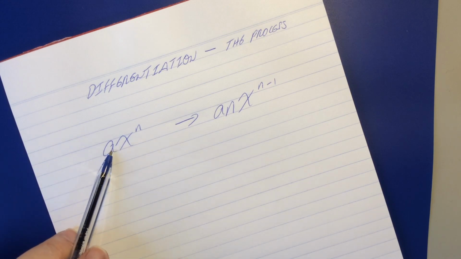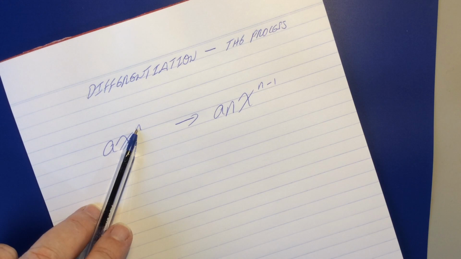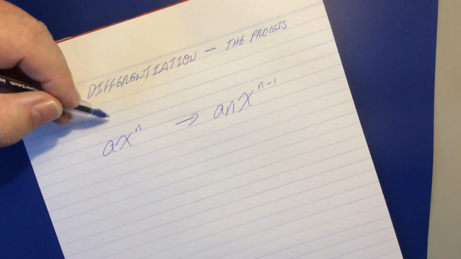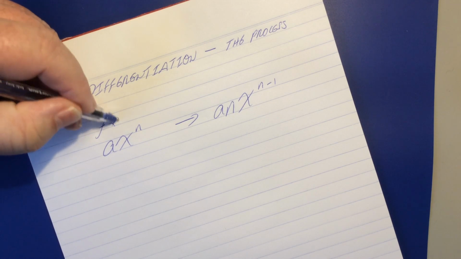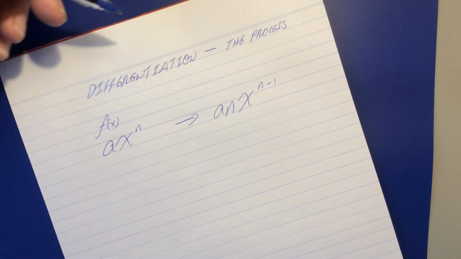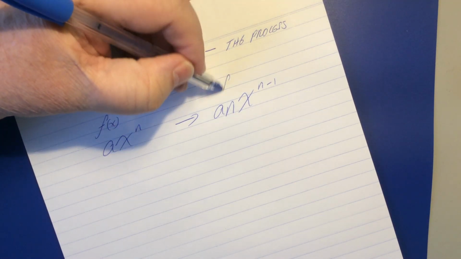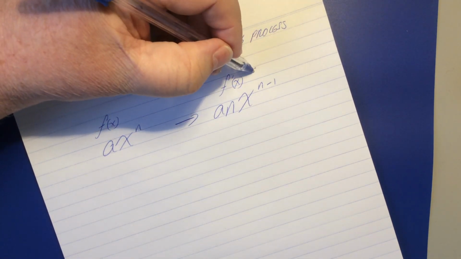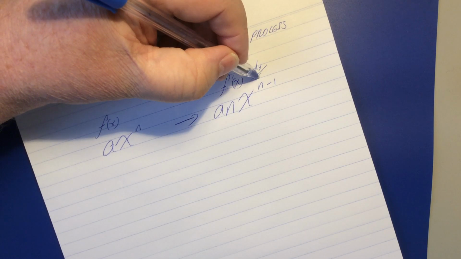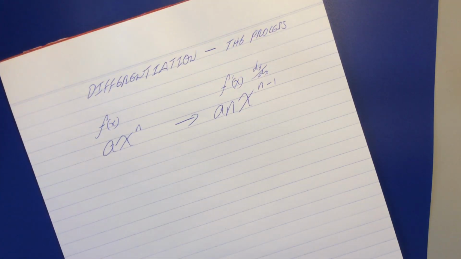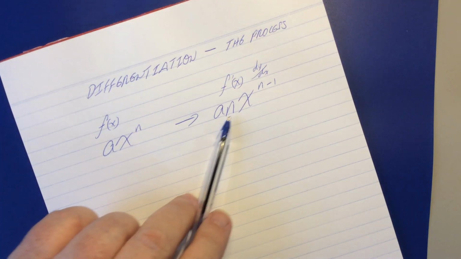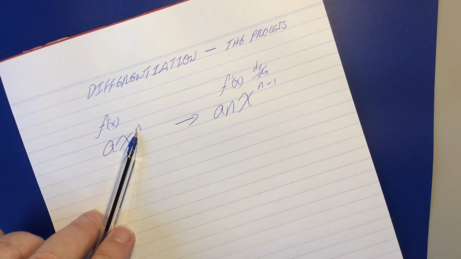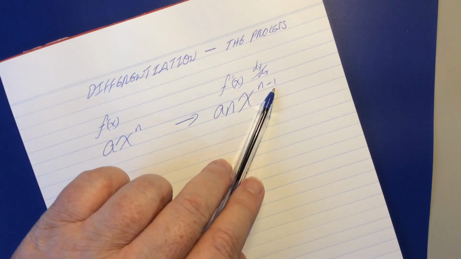Let's say that you have an expression ax to the power of n. So that is your function of x. The differential of that, which you could write as dy dx, which might be the notation that you're used to, is this. The a is multiplied by the n, and we subtract 1 from the n.